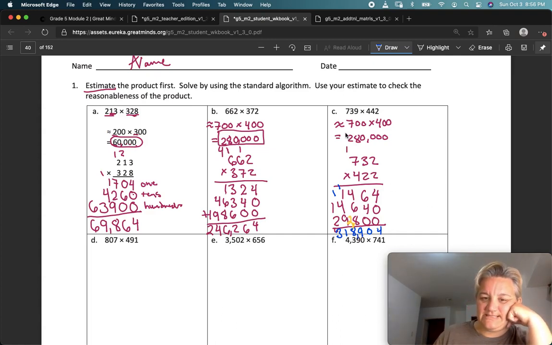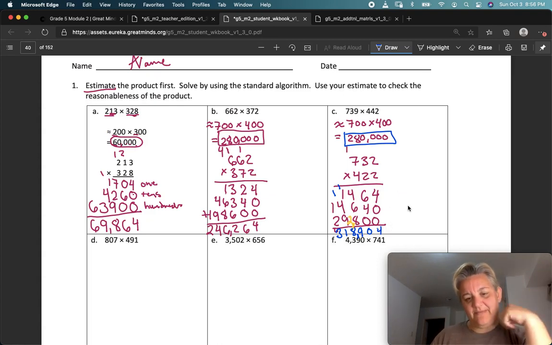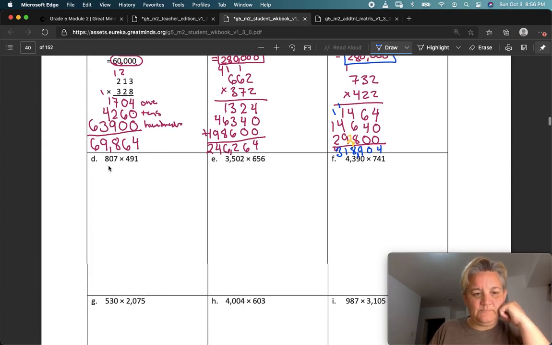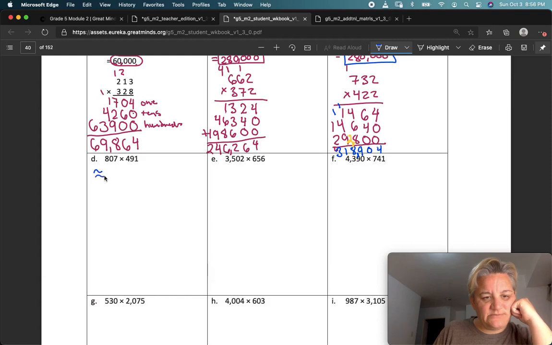318,904. That is bigger than 280,000, which is what I was expecting, and it has the same number of digits. So that was a little bit of a happy accident, checking our work and seeing what we did wrong. All right, next one. I'm going to round this one down to 800, and this one I'm going to round up to 500.